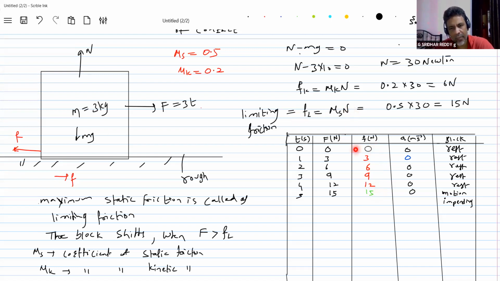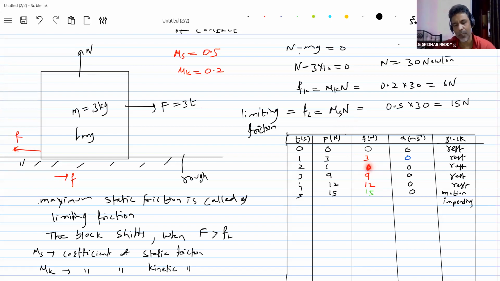But there are differences there. The limiting friction depends on what? It depends on the normal reaction. The maximum static friction, called the limiting friction, depends on normal reaction. And the static friction less than limiting is independent of normal reaction. You can see that. The static friction depends on applied force. Then the limiting friction depends on the normal reaction. So static friction depends on applied force, yes. Static friction depends on normal reaction, yes. But as long as the applied force is less than limiting friction, the static friction is independent of normal reaction.